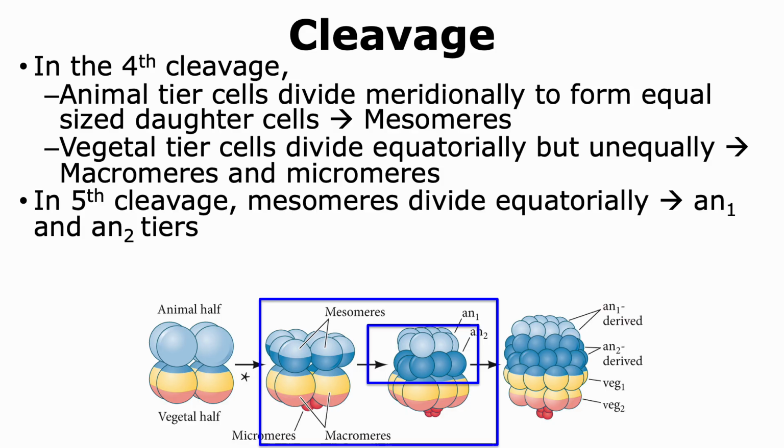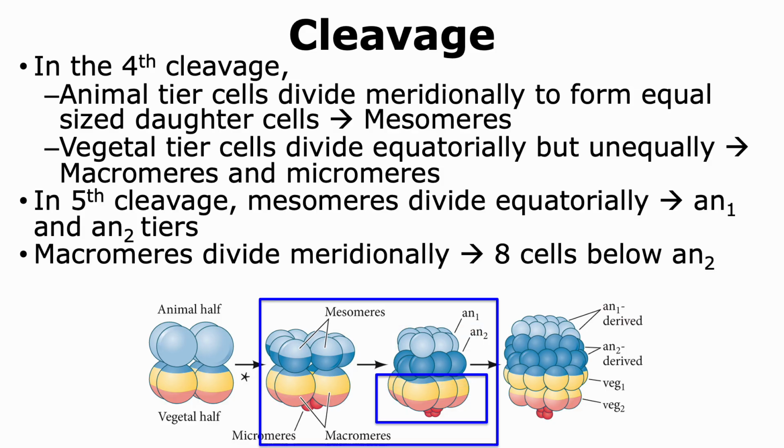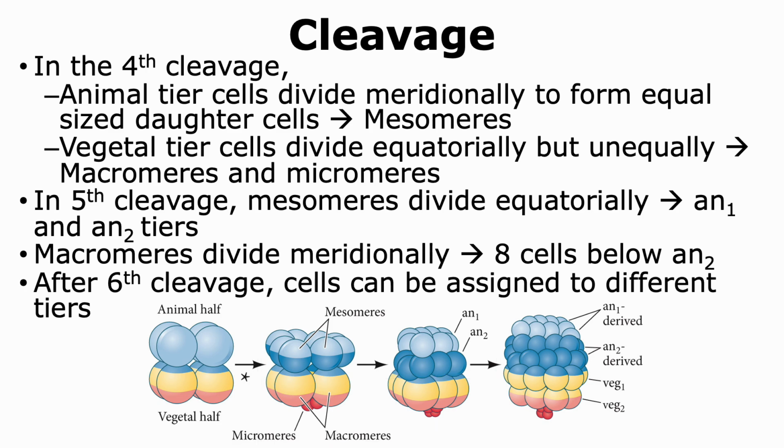Now what happens to the macromeres? So the macromeres that are below, they divide meridionally to form 8 cells, and their location is right below AN2. The micromeres don't divide immediately, but after a while they will also divide to form large micromeres and small micromeres.